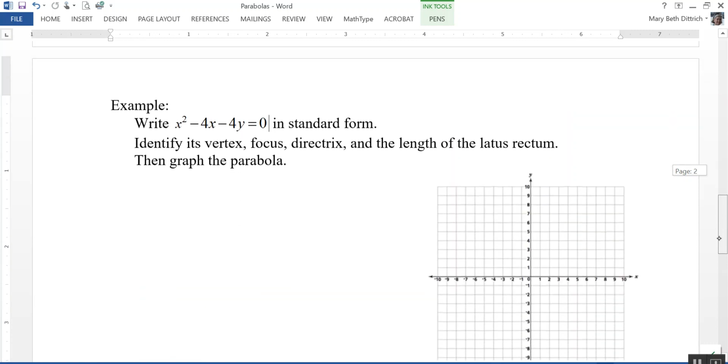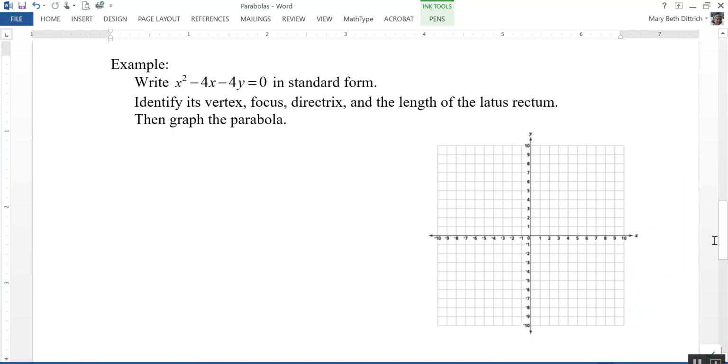Take a look at our next example here, which says write the equation x squared minus 4x minus 4y equals 0 in standard form. You'll notice that that's the equation of the parabola in general form. And we want to identify its vertex, focus, the equation of the directrix, and the length of the latus rectum, and then go ahead and graph it. So the first thing I'm noticing is that I have an x squared but not a y squared, so that tells me that my axis of symmetry is going to be vertical, so it's either going to open up or down.